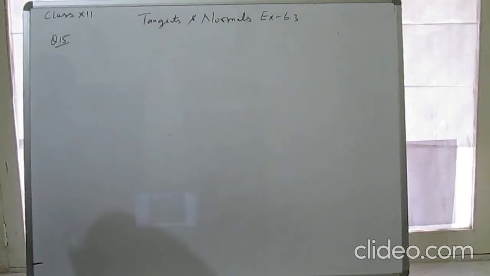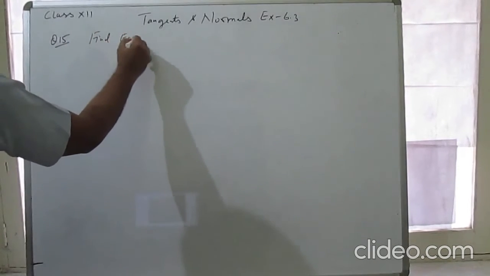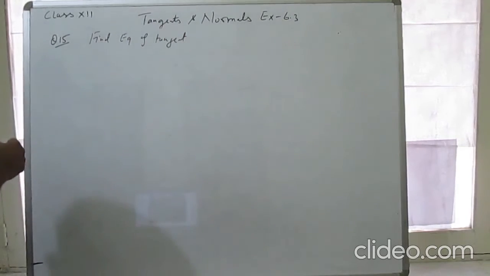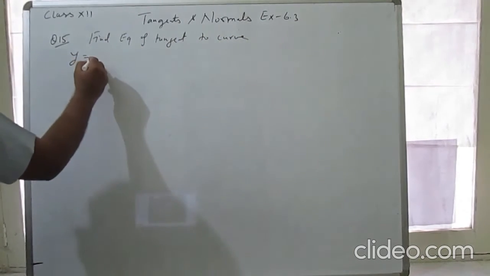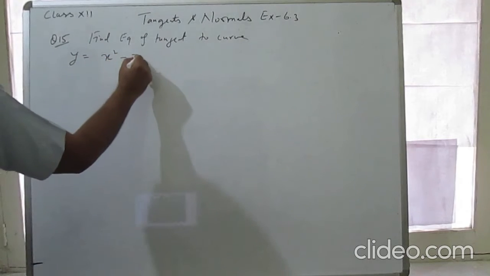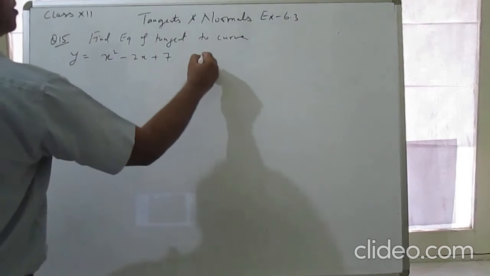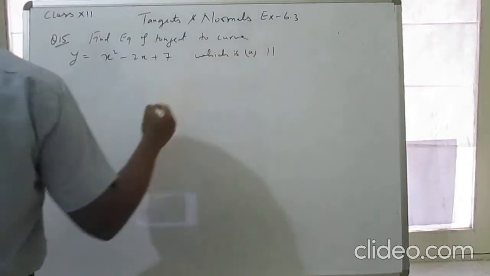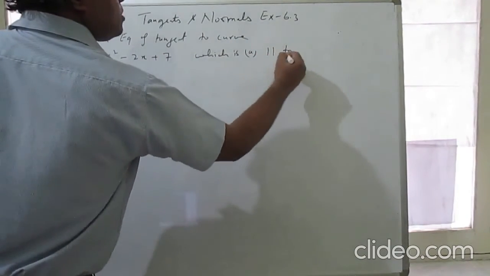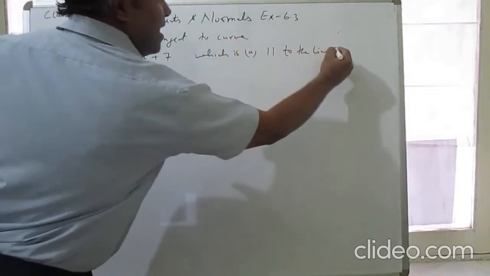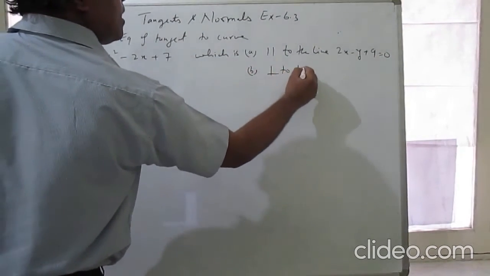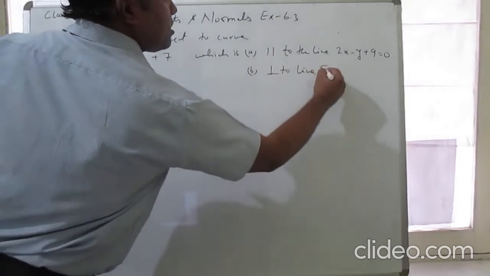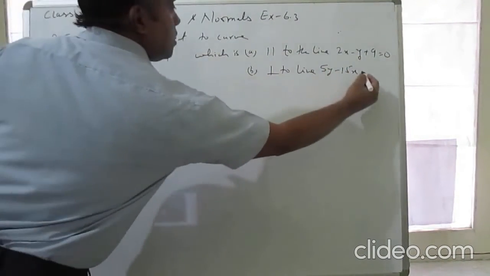Question 15. Find the equation of a tangent to the curve y is equal to x square minus 2x plus 7, which is (a) parallel to the line 2x minus y plus 9 is equal to 0, and (b) perpendicular to the line 5y minus 15x is equal to 13. This is the question.